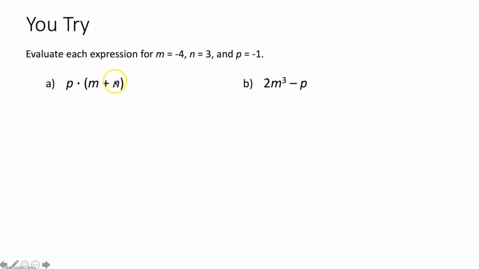So we need to evaluate this expression given that m is equal to negative 4, n is equal to 3, and p is equal to negative 1. So we're going to take negative 1, plug it in for p here. We're going to take negative 4, plug it in for m here. And we're going to take 3, plug it in for n here. Now we need to simplify this.